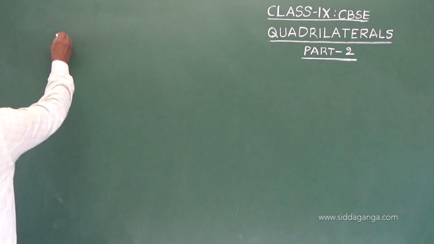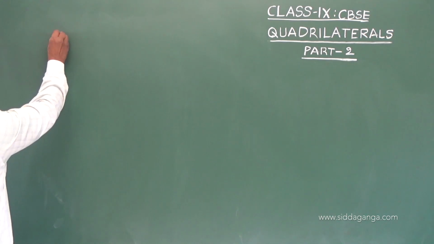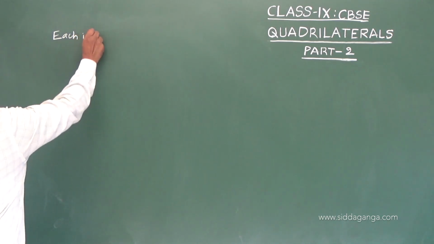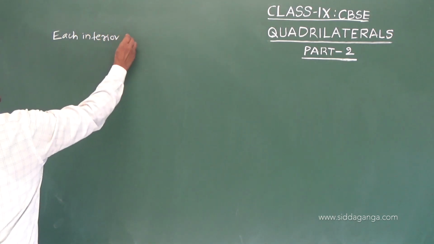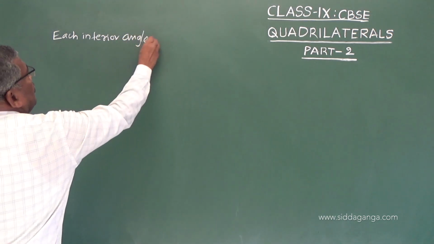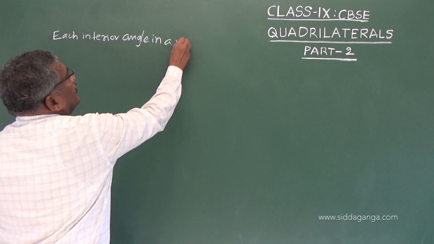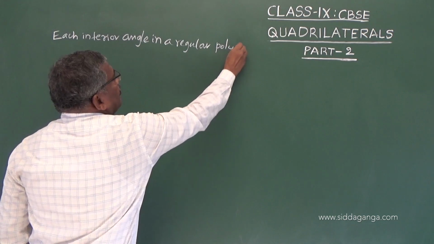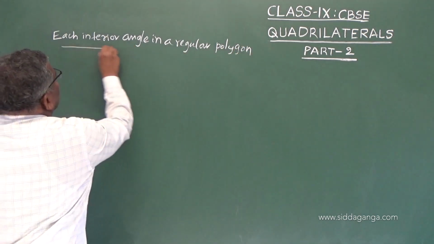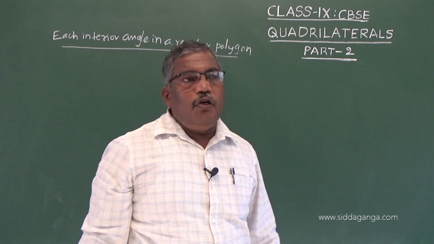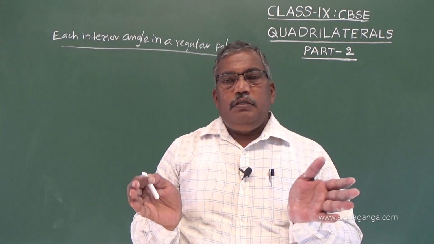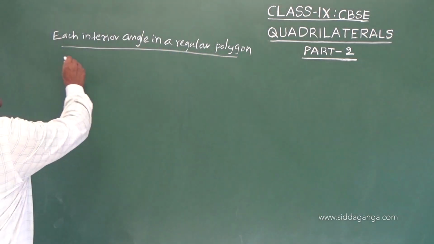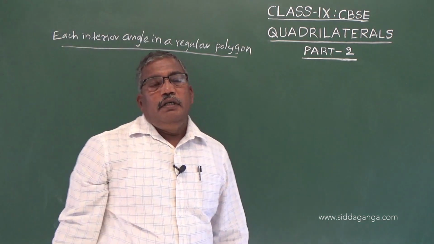See, each interior angle in a regular polygon. So what is regular? You know, a regular polygon is one which is having equal sides and equal angles. So now, the interior angle in a polygon.